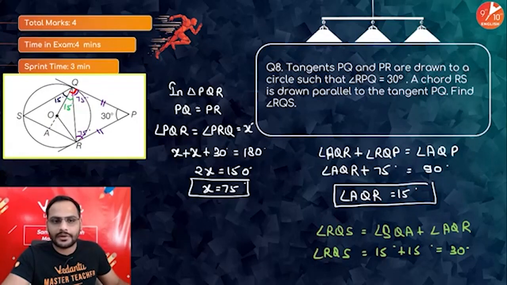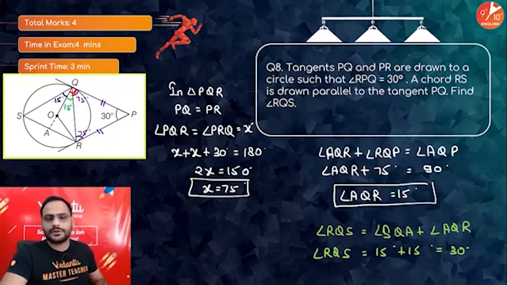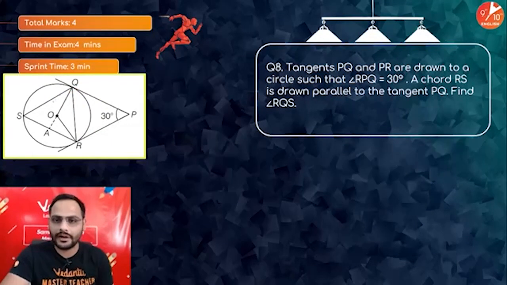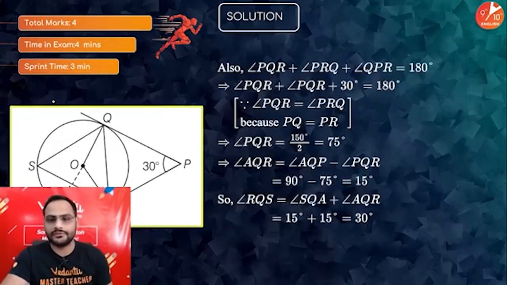Later, I know this complete angle is 90. If it is 30, these two angles, isosceles triangle, got 75, 75. So this is 75, complete angle 90, remaining part is 15. So total angle is 15 plus 15, total 30. Alright, children. So this is how this question will be done.